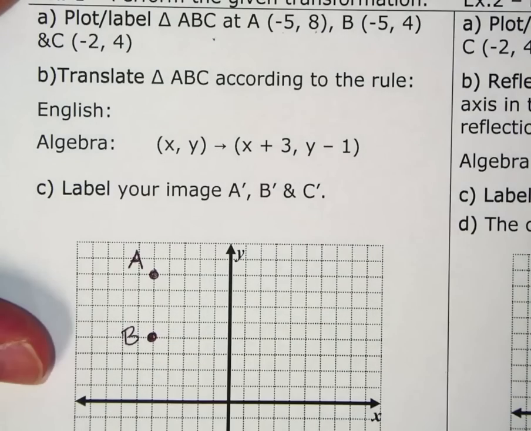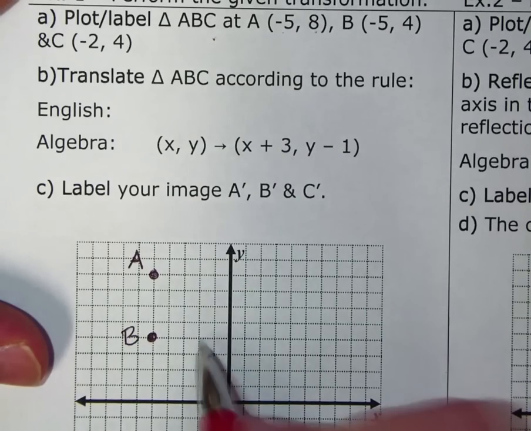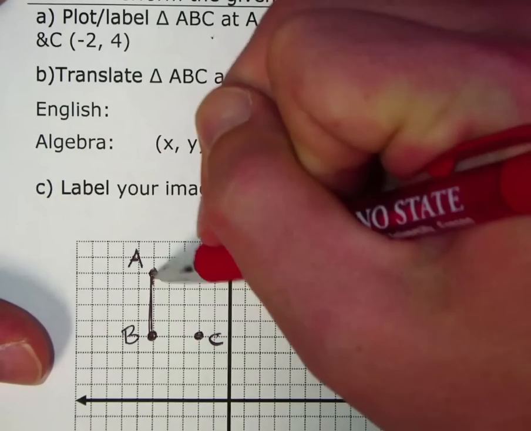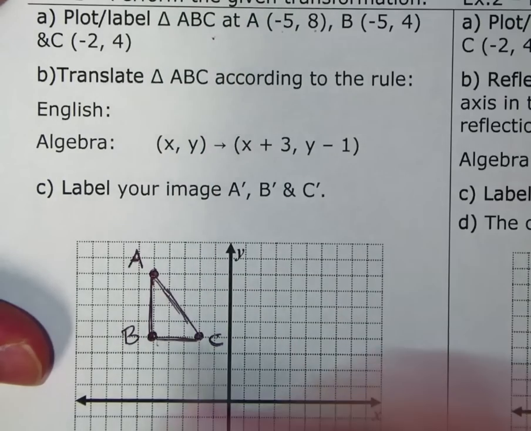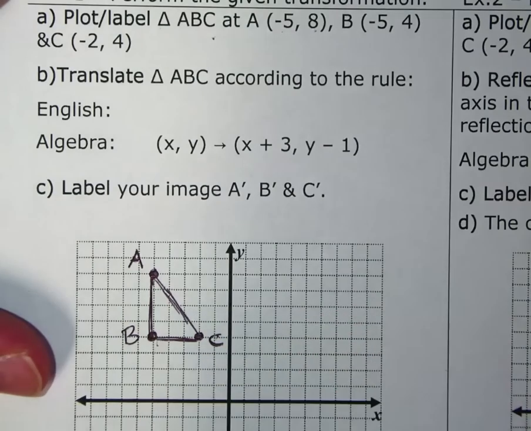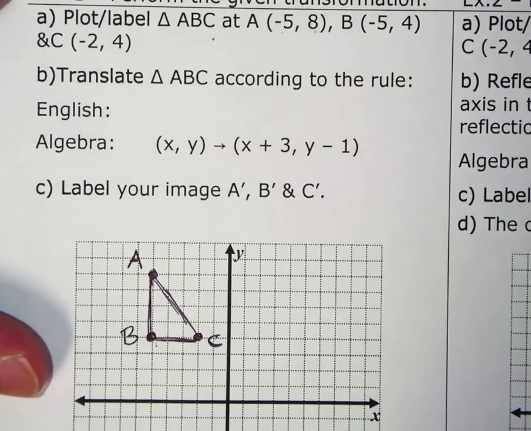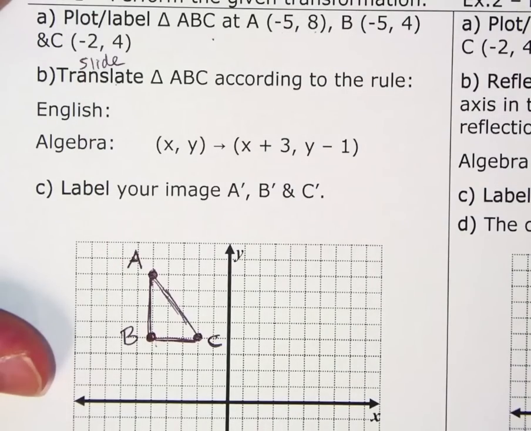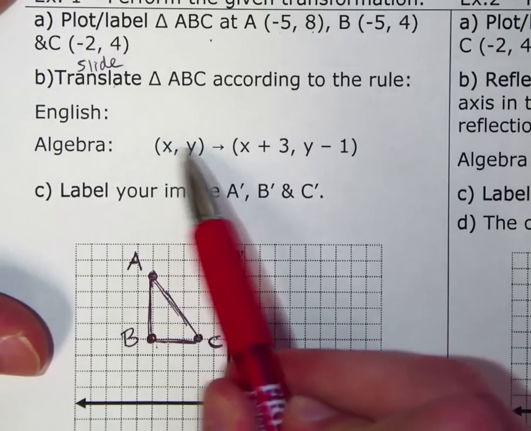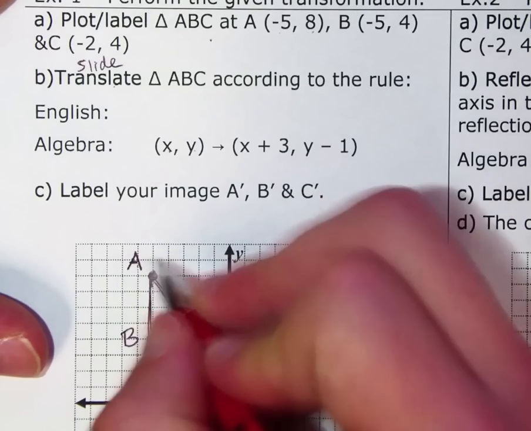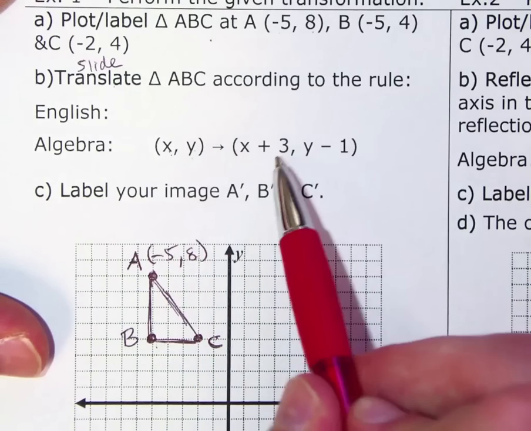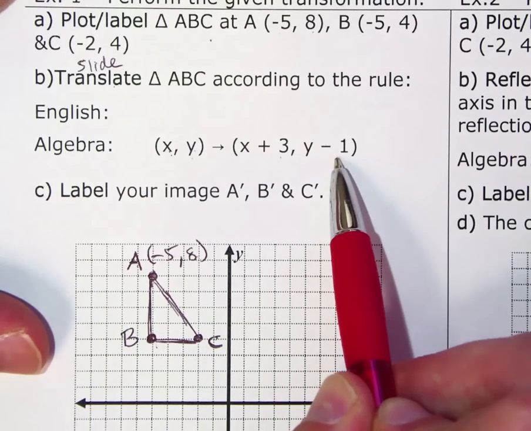And now C is going to be at -2, 4. 1, 2, 1, 2, 3, 4. I'll just complete my triangle here. Okay, that right there is my pre-image. It's where I'm starting. So part B says translate it. Now translating means to slide or to shift. And the rule here, it says take any x, y. So for example, A is -5, 8. Take -5 and 8 right here. Please add 3 to the x and take away 1 from the y.